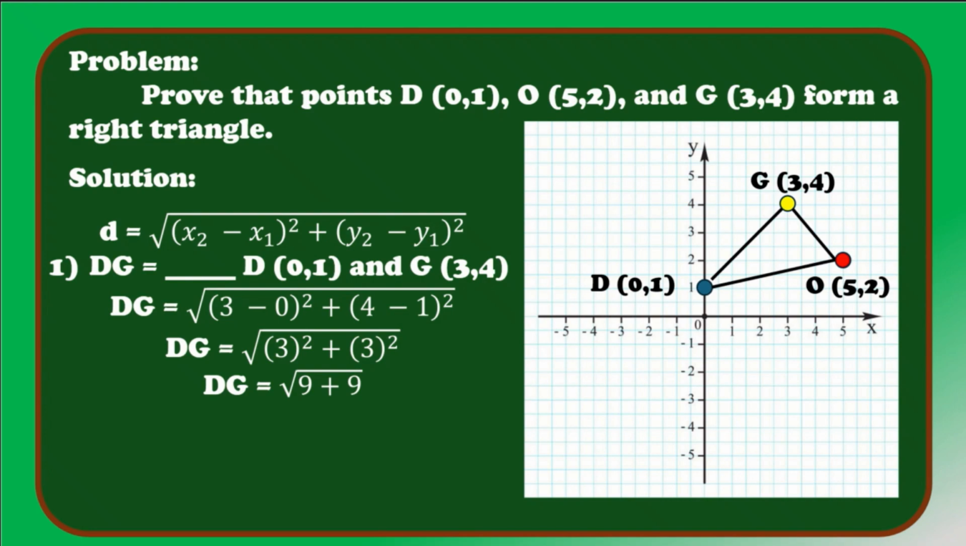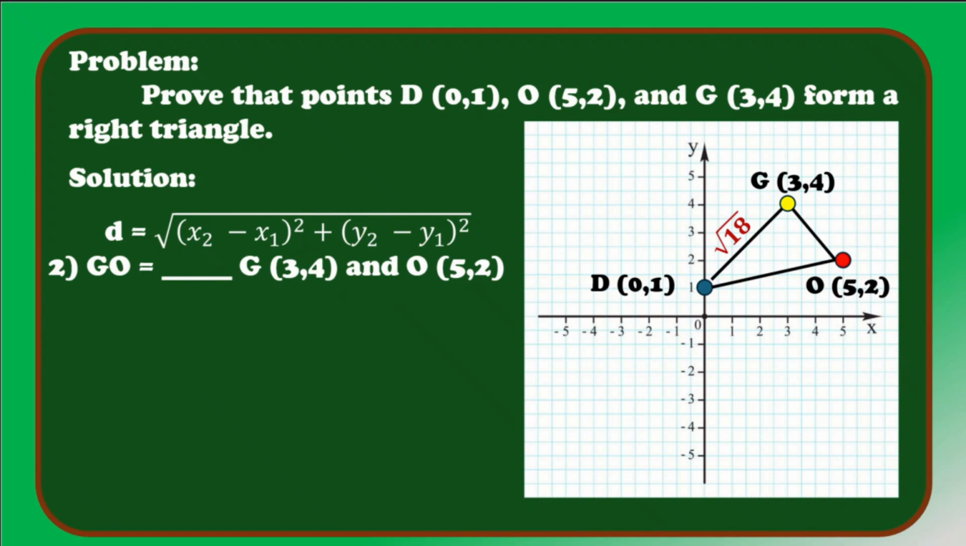And if we're going to obtain their sum, DG will become the square root of 18. In this case, we're not going to convert it into its decimal form. We're going to retain its radical form. Okay, so now we have the line DG, and that is the square root of 18. Now let's proceed to number 2.